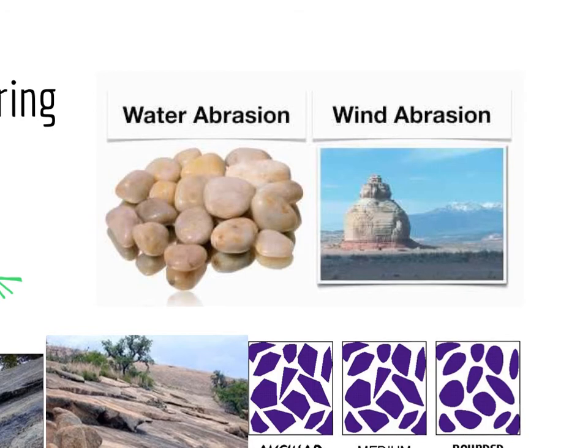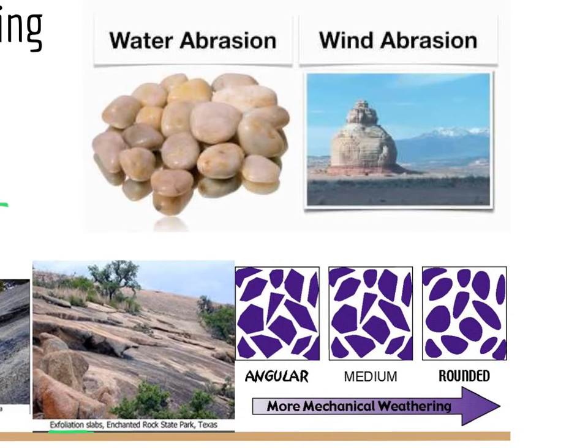Abrasion can be done by water or wind. If you think about someone being really abrasive, they kind of rub you the wrong way. So abrasion is where rock gets rubbed by water or wind, and that rubbing of the rock by the water or wind is going to slowly take away some of those sharper edges, wearing it away.